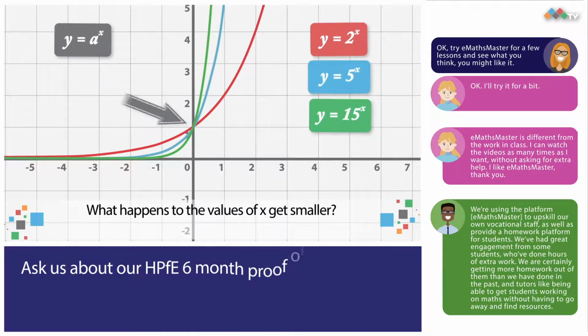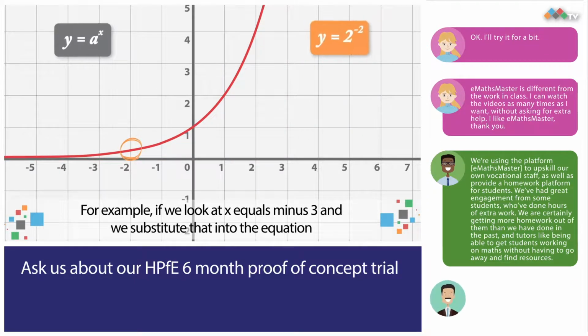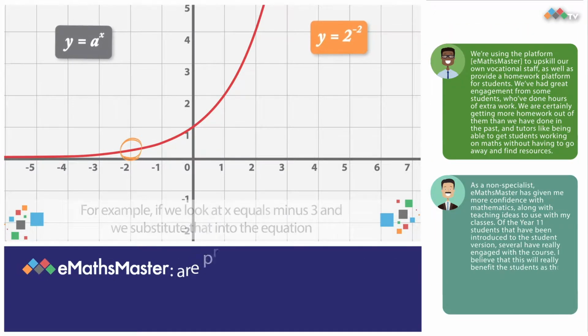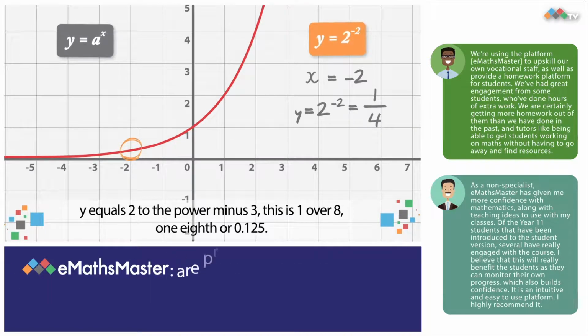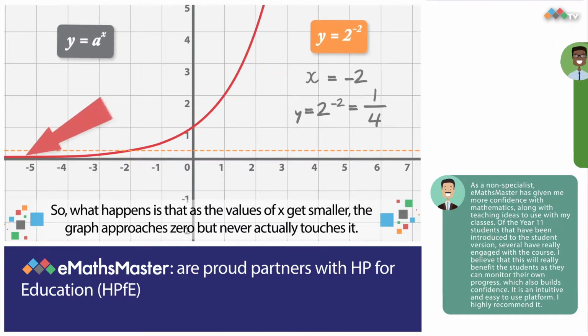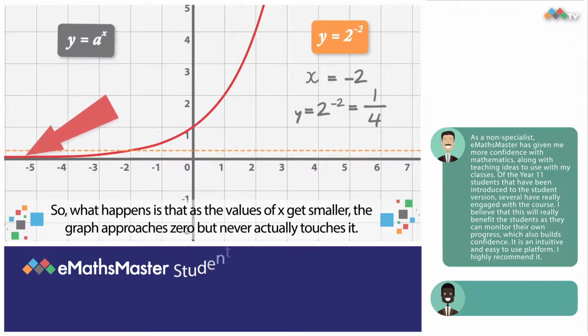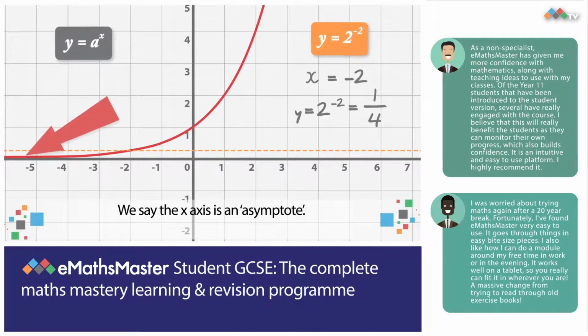What happens when the values of x get smaller? For example, if we look at x equals -3 and we substitute that into the equation y equals 2 to the power -3, this is 1 over 8, 1/8, or 0.125. So what happens is that as the values of x get smaller, the graph approaches 0 but never actually touches it. We say the x-axis is an asymptote.